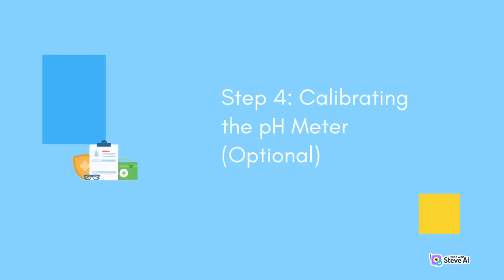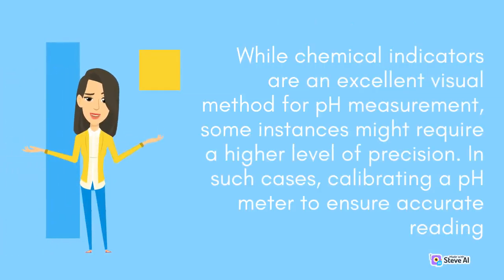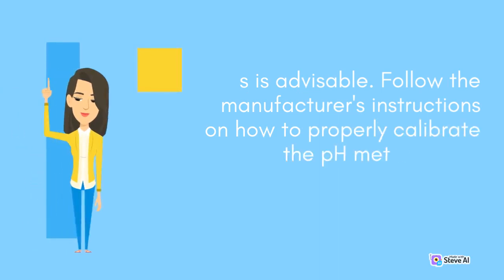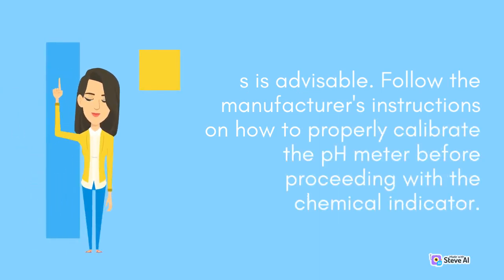Step 4. Calibrating the pH meter, optional. While chemical indicators are an excellent visual method for pH measurement, some instances might require a higher level of precision. In such cases, calibrating a pH meter to ensure accurate reading is advisable. Follow the manufacturer's instructions on how to properly calibrate the pH meter before proceeding with a chemical indicator.